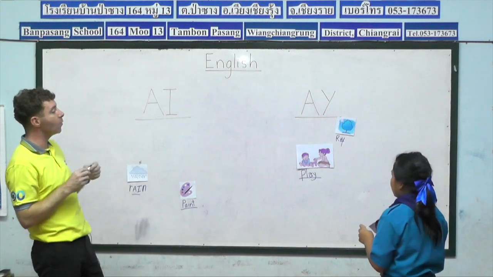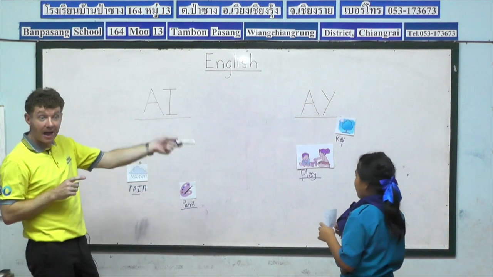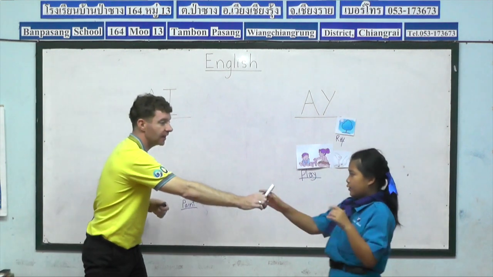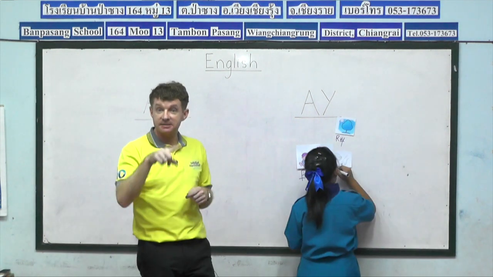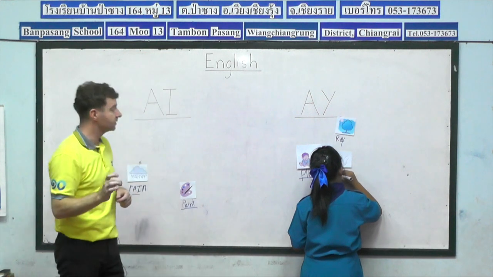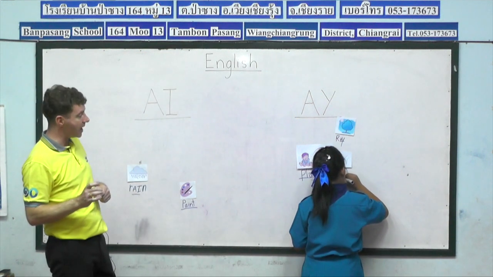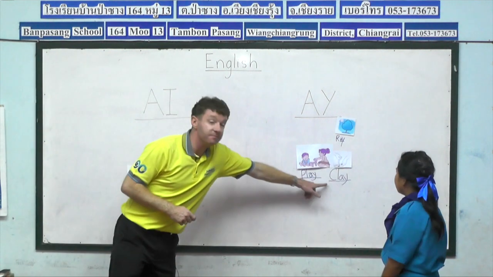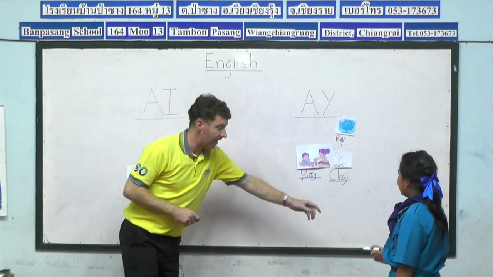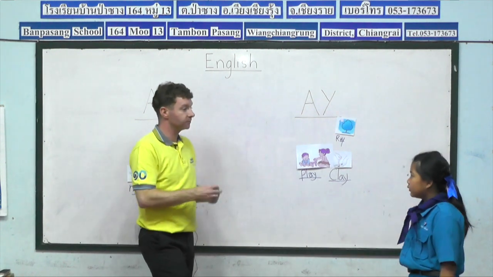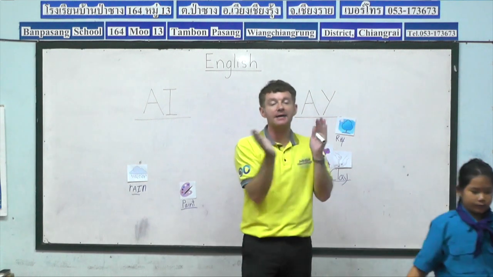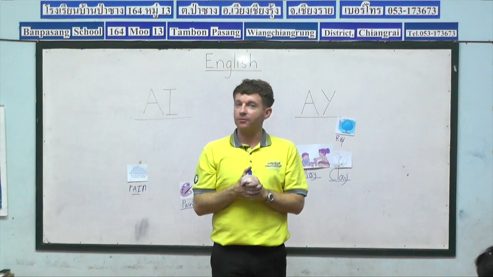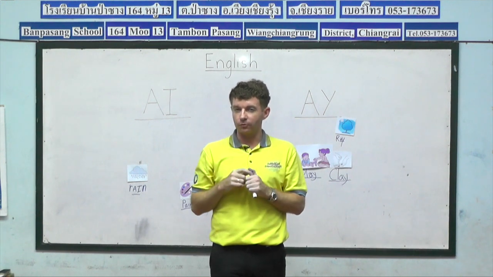So let's see, where will we put clay? A-I or A-Y? A-Y, excellent. And then, Lakau, can you spell clay? How do we spell clay, guys? C-L-A-Y, perfect. Excellent. So one more time, clay. Excellent, Lakau. Very good writing too. High five. Big round of applause for Lakau. And now for our final word. So we need one more student to help us.